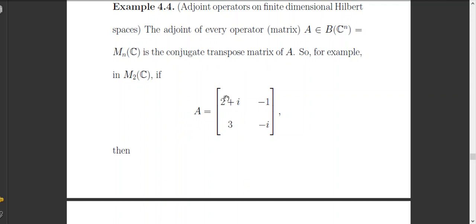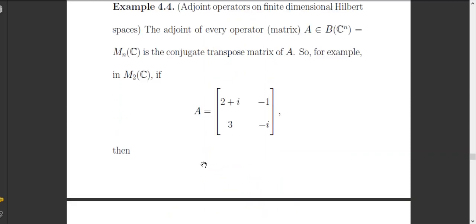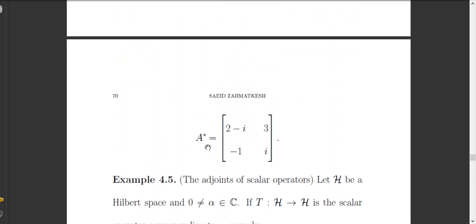It means first we take the conjugate here, so this becomes 2 minus i. Same, minus 1, 3, and this one becomes minus i. Then we take the transpose. When you take the transpose, this comes here, this comes here, and this comes here, this comes here. So you get this. A star becomes 2 minus i, 3 minus 1, i. So A star is the conjugate transpose. You can take the conjugate first, then transpose, or you can transpose first, then take the conjugate. So you get A star, which is the matrix of T star, and T star is the adjoint of T.